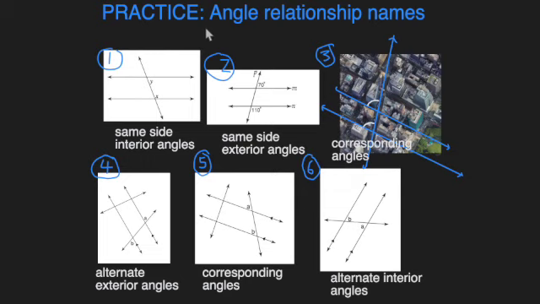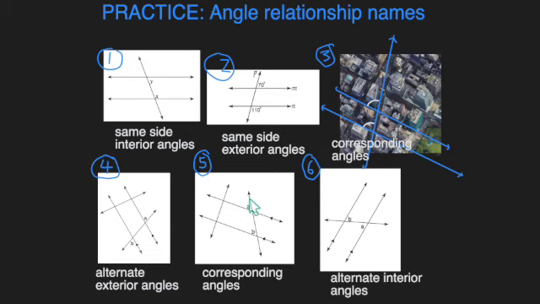Let's talk about the solutions. Number 2, my angles are on the same side of the transversal and both outside the parallel lines, so they're same side exterior angles. Number 3, my angles are on the same side of the transversal and one is outside, one is inside the parallel lines, so they're corresponding angles. Number 4, these two are my parallel lines and this is my transversal, so my two angles are on alternate sides of the transversal and both outside the parallel lines, so they're alternate exterior angles.